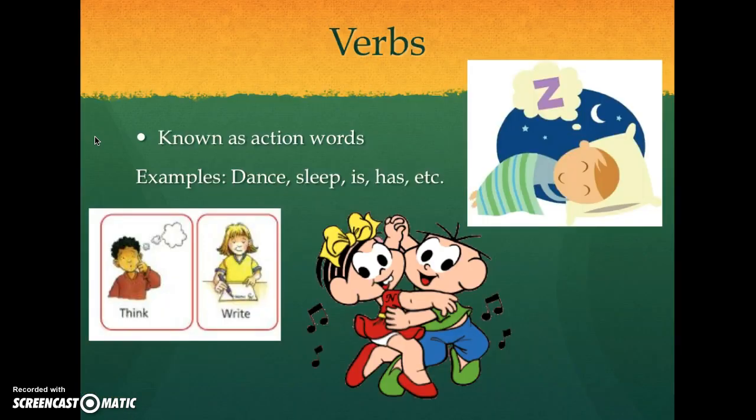Verbs. Verbs are also known as action words. Some examples, like you see here, are sleep, or dance, write, or even think. Then there's also what we call helping verbs, such as is or has.